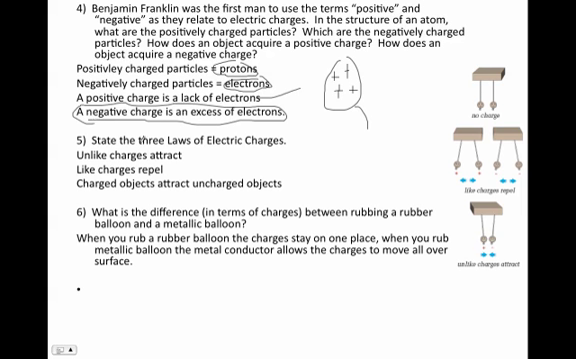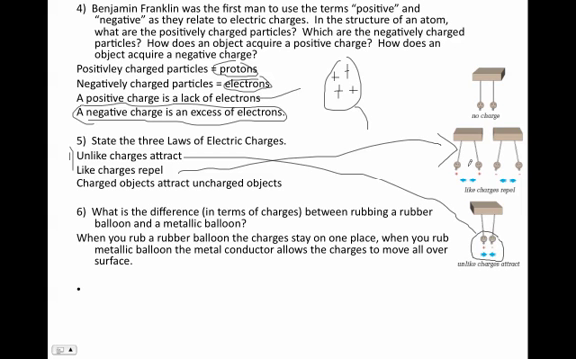What are the 3 laws of electric charges? Number 1, unlike charges attract. So that's what this is showing. These are 2 little pith balls. So unlike charges will attract each other. Like charges will repel. So positive and positive will push away from each other. And negative.